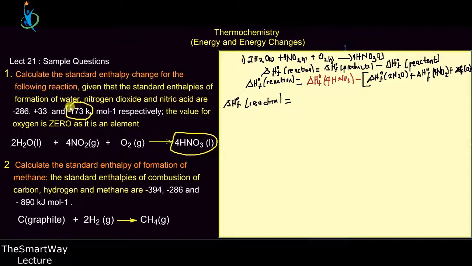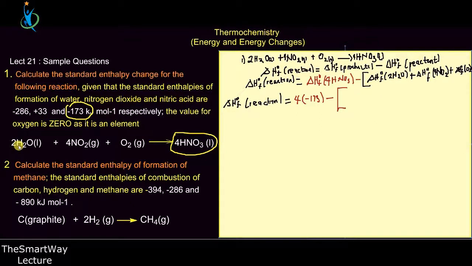This one is what we are looking for, because that was the end. Remember, it says that given the standard enthalpy of formation of water is this, nitrogen dioxide is that, and then this is that. But before then, we have to multiply the 4 times the value given there, which is negative 173 kilojoules per mole. And then we will now also subtract it from the reactant.